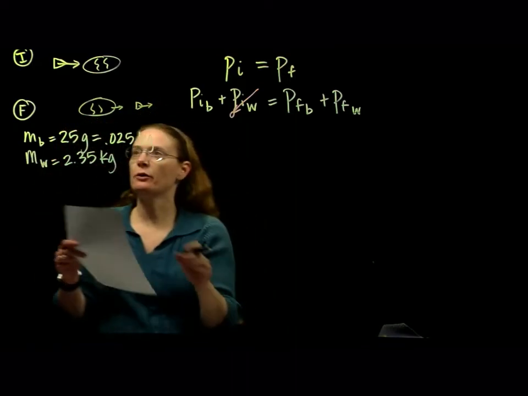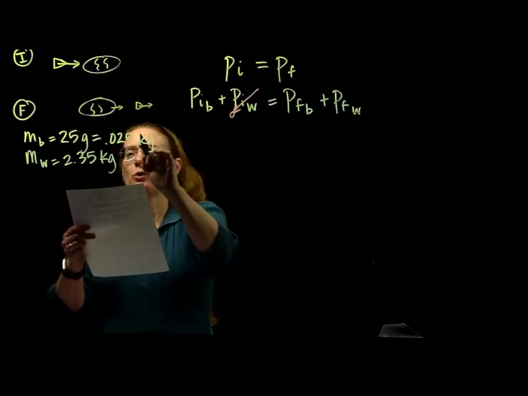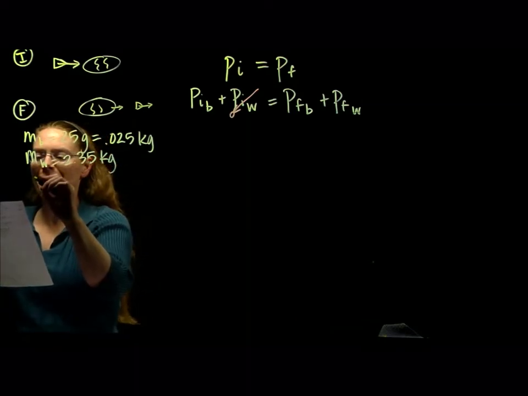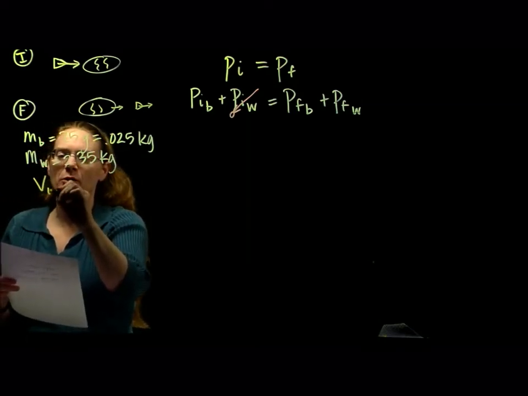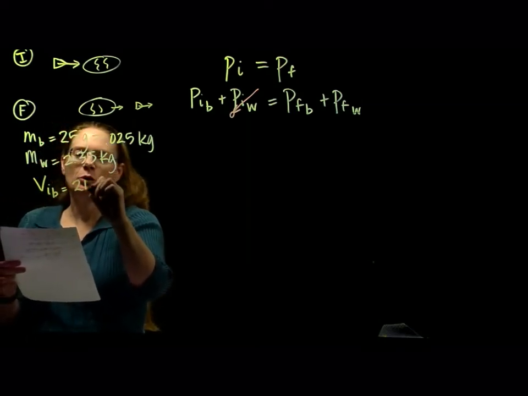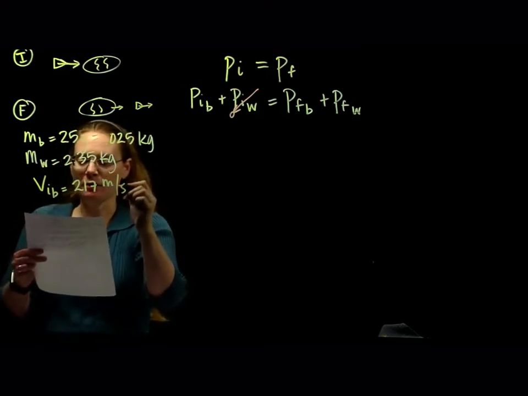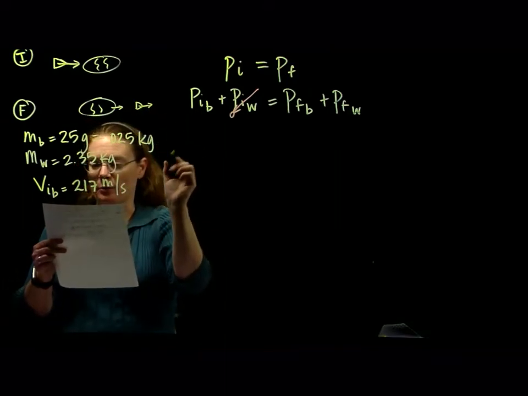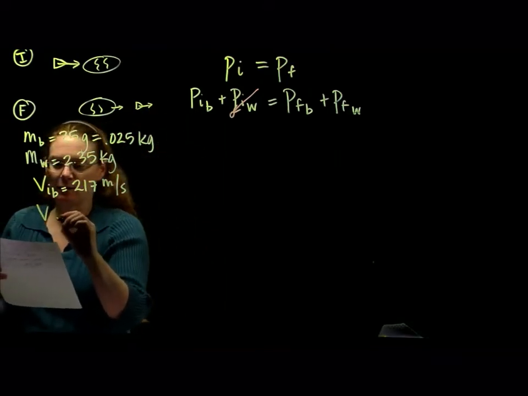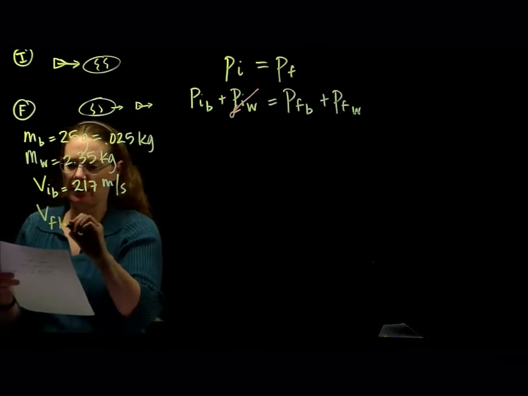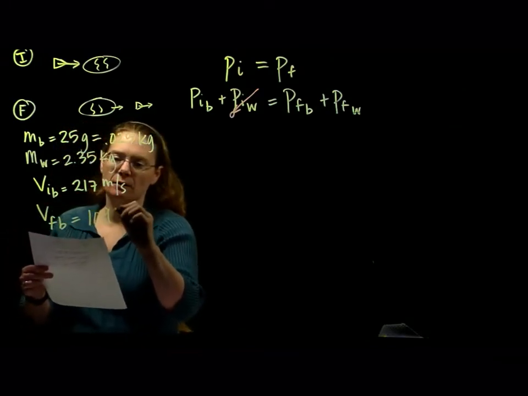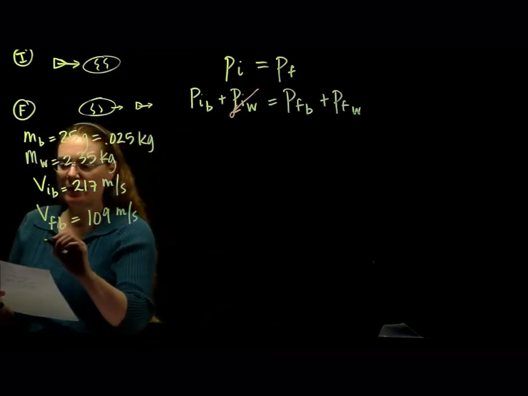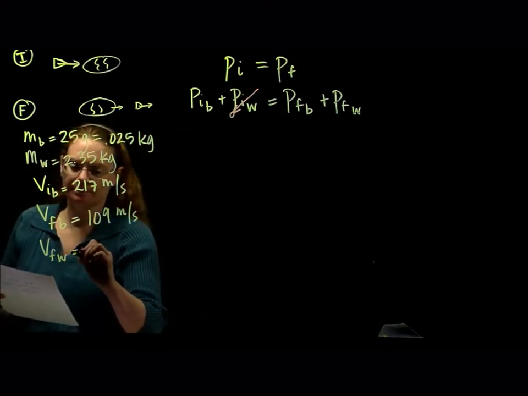Okay, so a 25-gram bullet enters a 2.35 kilogram watermelon with a speed of 217 meters per second. So the initial speed of the bullet is 217 meters per second, and it exits the watermelon at the opposite side with a speed of 109 meters per second. So the final velocity of the bullet is 109 meters per second. Melon is originally at rest. What is the final speed of the watermelon?